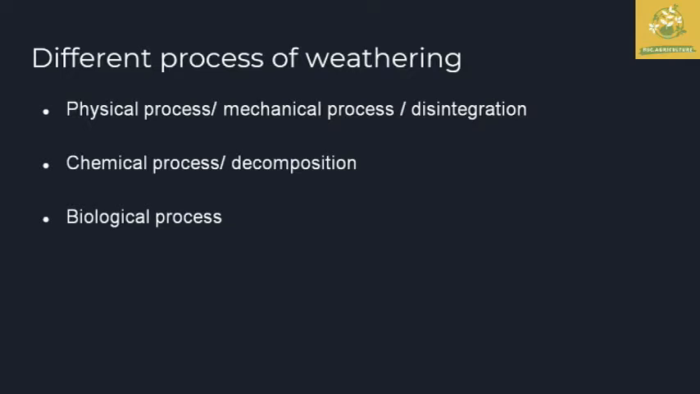And after seeing the definitions, we can see about the different processes of weathering. While knowing about them, there are around 3 processes for weathering. They are the physical process, chemical process, as well as biological process. In physical process, the other names are mechanical process and disintegration, and the chemical process other name is decomposition. So we can see about them.